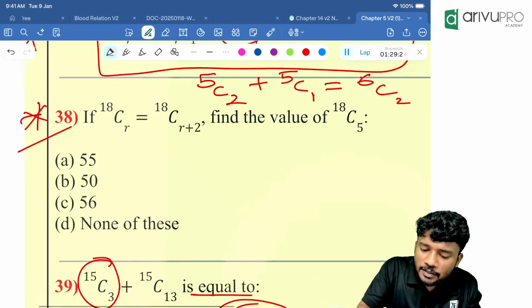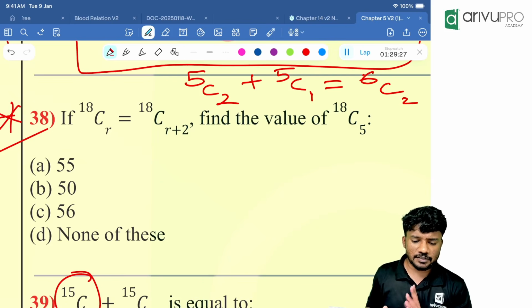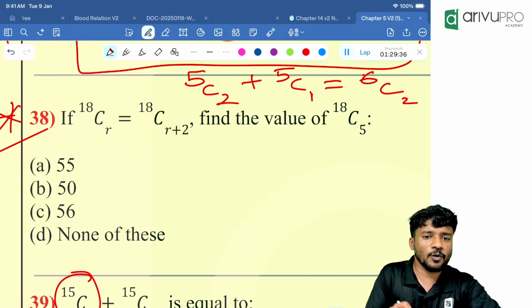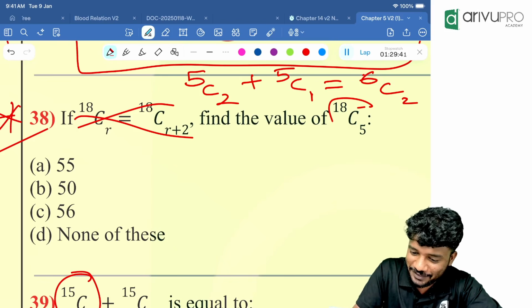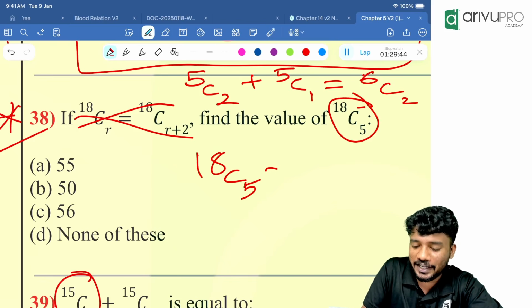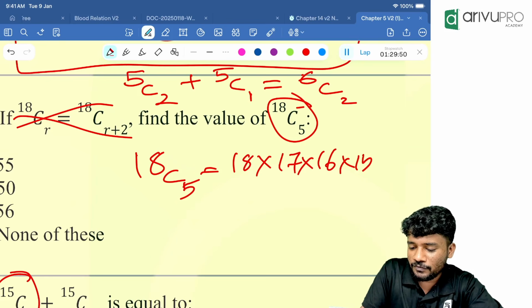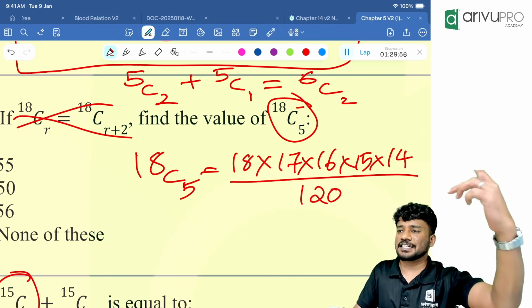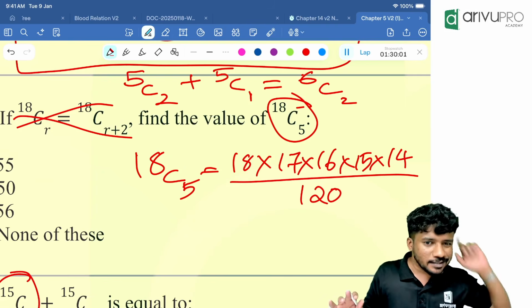Okay. Now, get me the answer of this question. Very easy question. 18Cr is equal to 18C(r plus 2). Then find the value of 18C5. People, this is not at all required. We don't even want it. They randomly gave it so that you will start finding r and all. You will get confused. That is not required. We just need to find what? 18C5. 18C5 is how much? 18 into 17 into 16 into 15 into 14 divided by what factorial? 5 factorial. 5 factorial is how much? 120. Write that over here. Use calculator. Tell me what is the answer.